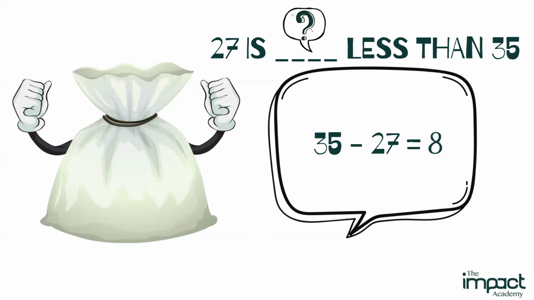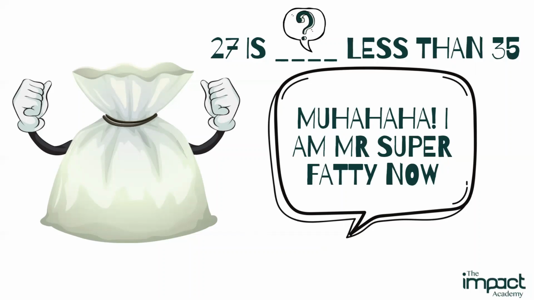Ding. Correct. So it has to be 35 minus 27. Definitely not 27 minus 35. And therefore, you will get the answer 8. Okay. So Mr. Fatty is super happy right now. So the next time I'm going to see you, I will make sure Mr. Fatty is super, super, super fat.